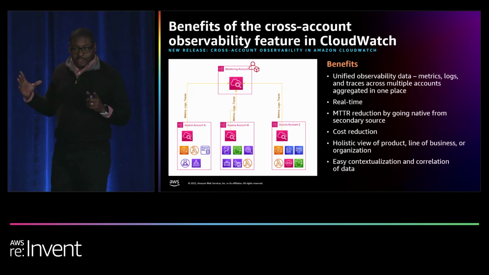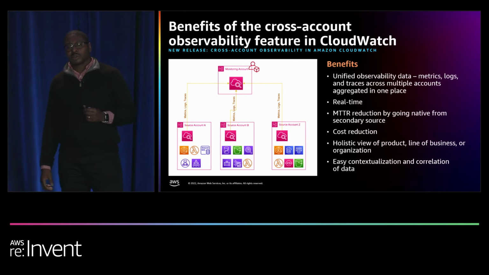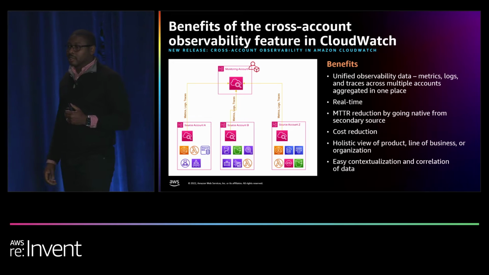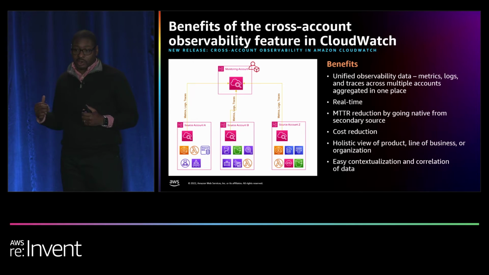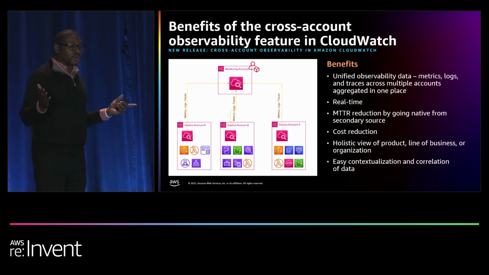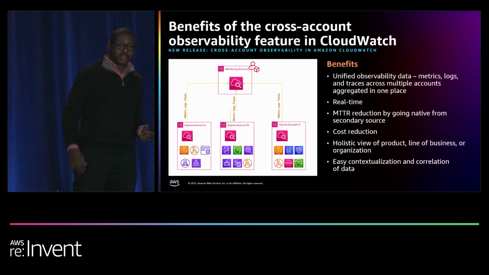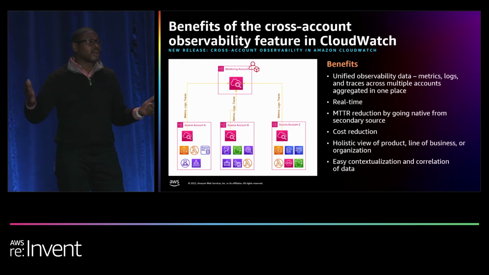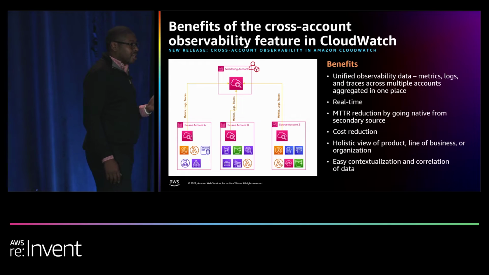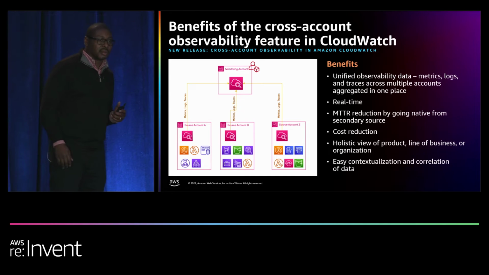So this holistic view is very powerful. It was very helpful. There's also the MTTR reduction by not having to go to secondary sources, by getting everything natively, with the added benefit of a cost reduction. So this gives you, when you build this, a holistic view of, say, a product, applications that span multiple accounts, even the line of business or your entire organization. And lastly, it gives you an easy correlation between your data.